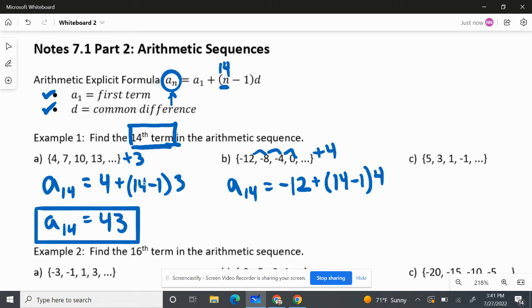13, because 14 minus 1 is 13. 13 times 4 is 52. And then plus a negative 12 gives us 40. So a sub 14 equals 40.